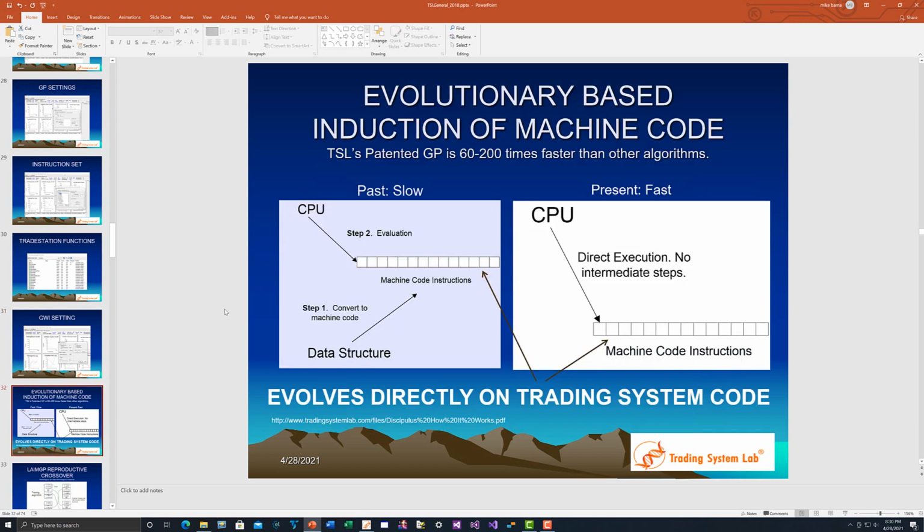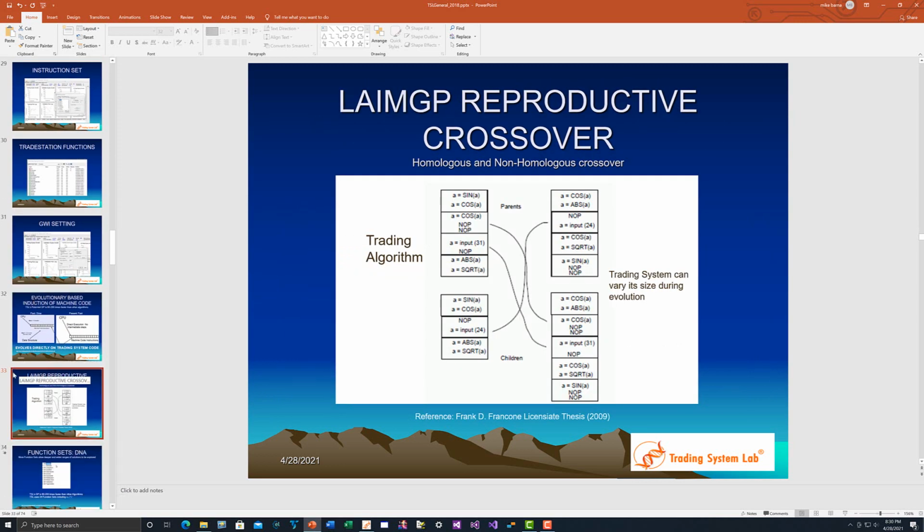So in evolutionary-based computing, induction of machine code, there was an old way to do this kind of machine code evaluation, and there's the new way, and this is the way that Discipulus, that RML does it. It's direct execution upon the machine code. There's no intermediate steps at all involved. It's directly executable on the machine code instructions. And here's the peer-reviewed white paper that's downloadable on our website that explains this in more detail. It's also covered in, I believe, the genetic programming book.